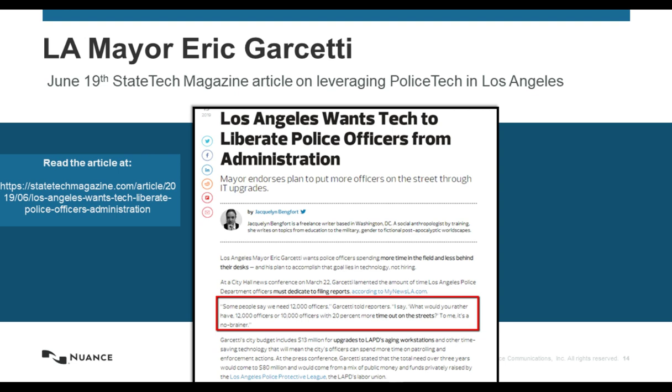Yeah, I'd like to point out, you talk about forward thinking, not just being told, no, you can't have more cops, as a lot of elected officials may in fact say at times when we argue we need more cops. Instead, the mayor here was looking at it through a fiduciary responsibility. And I love his quote. Some people say we need 12,000 officers. I say, what would you rather have, 12,000 officers or 10,000 officers with 20% more time on the street? To me, it's a no-brainer. Well, that's perfect because, to a cop also, it's a no-brainer. He would rather have more time.